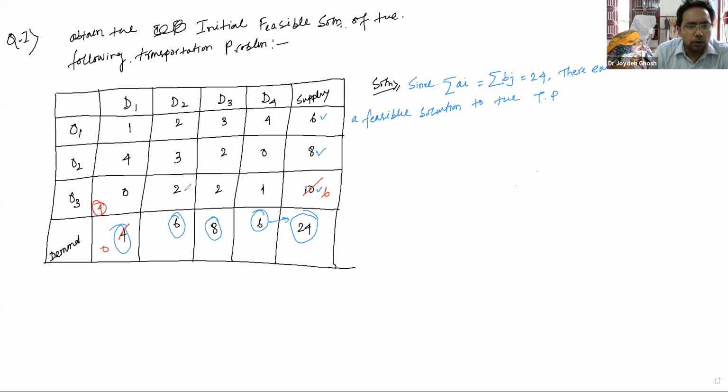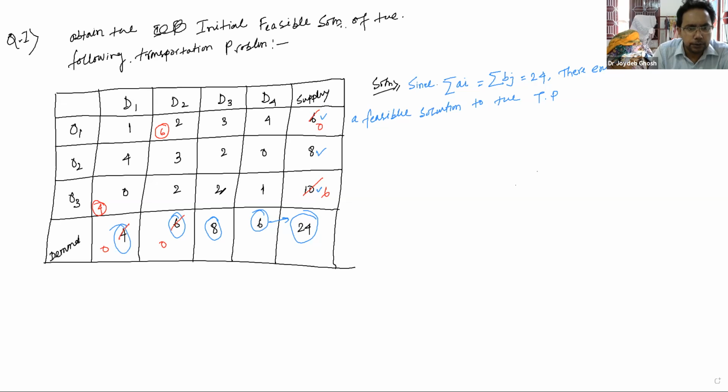Next, look at this column: 2, 3, 2. Which is the least? Definitely 2. There exists a tie, 2 and another 2. In that case, if there exists a tie, we can choose arbitrarily any one. I am choosing this; you may choose the other. Nothing wrong with it. So this became 0 and this becomes 0.